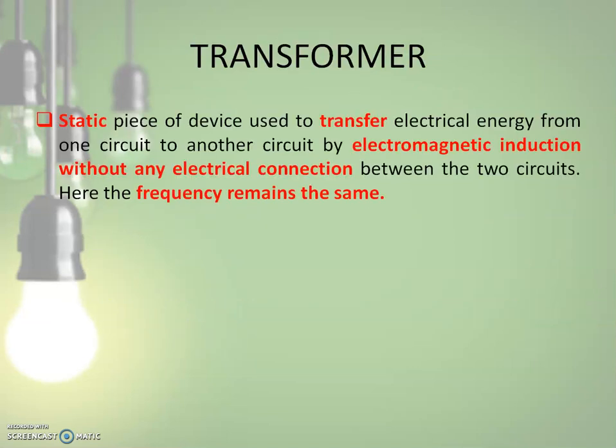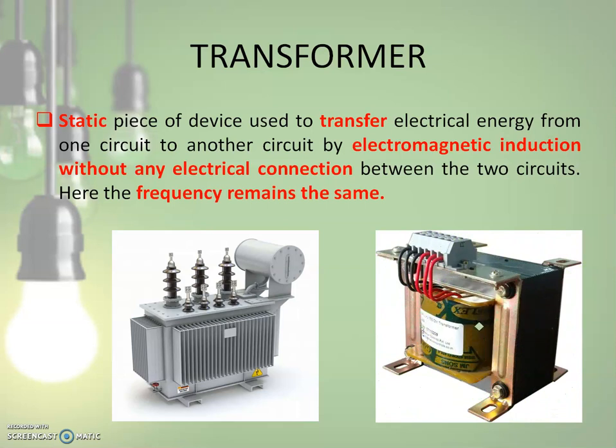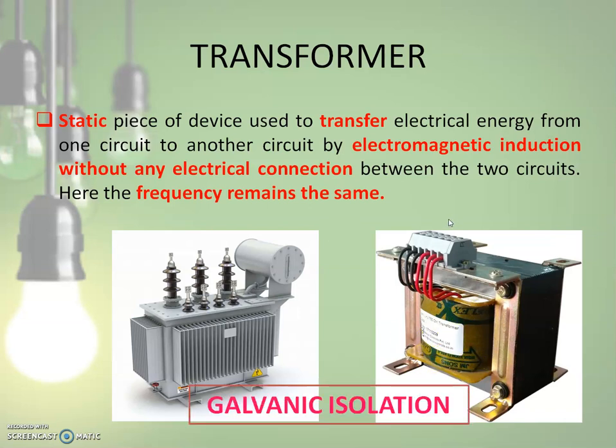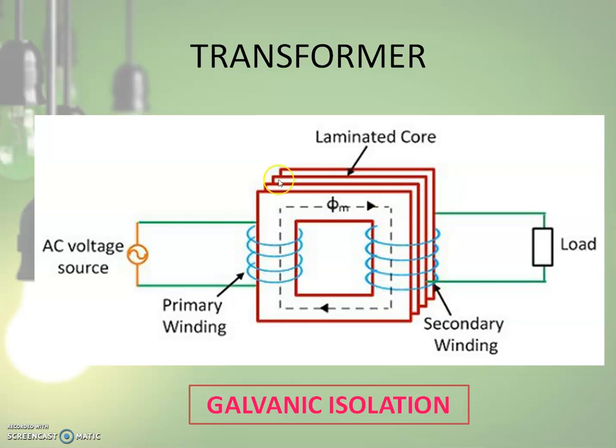Basically, a transformer is a static device used to transfer electrical energy from one circuit to another circuit by electromagnetic induction without any electrical connection between the two circuits, and here the frequency remains the same. That is the same case with the large transformers used in distribution and transmission networks and even the smaller transformers used in electronic networks. So basically it provides galvanic isolation between primary and secondary windings as shown in this diagram.